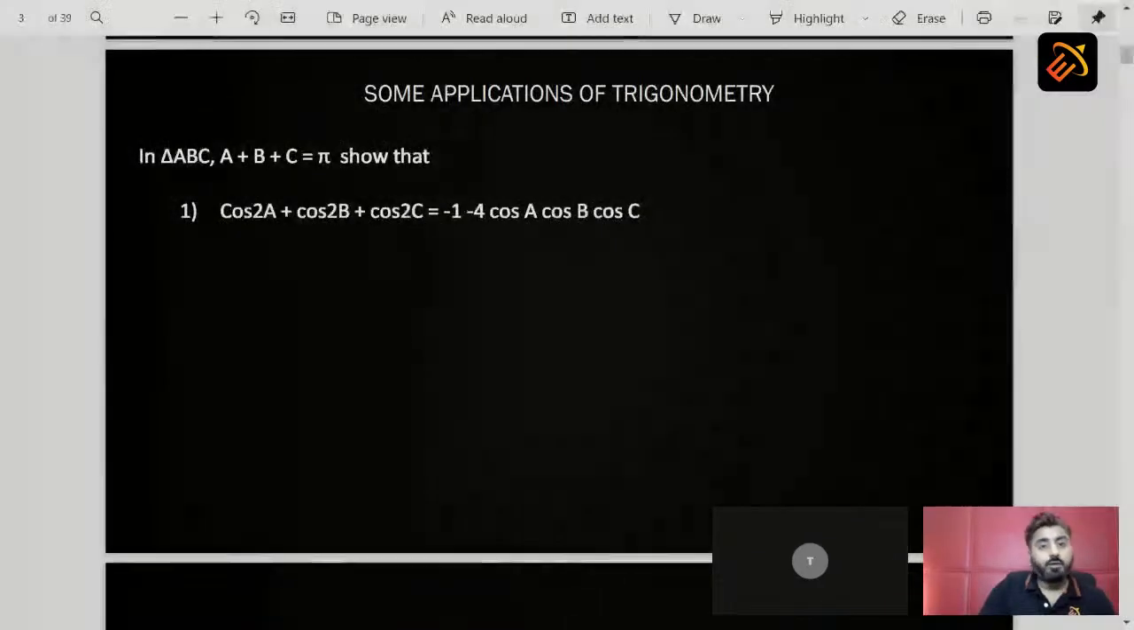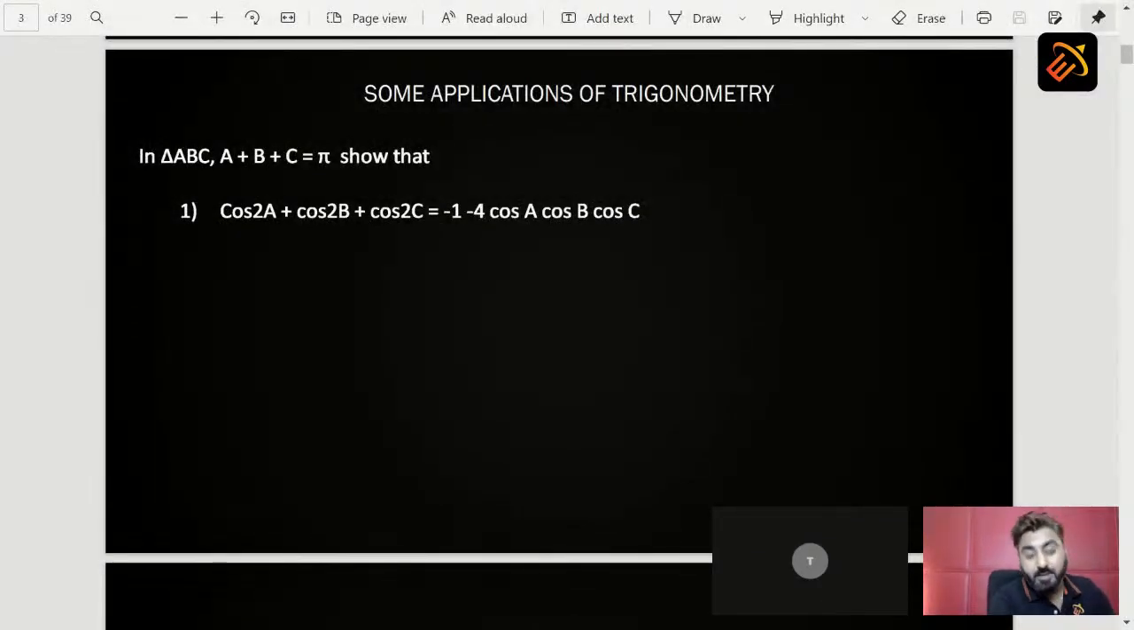So students, this was about your session. Now let's start with few sums. So what is the first question? Now students, the first question is in triangle ABC, where a plus b plus c is equal to pi, show that cos 2a plus cos 2b plus cos 2c is equal to 1 minus 4 times cos a into cos b into cos c. So students, how do we solve this?